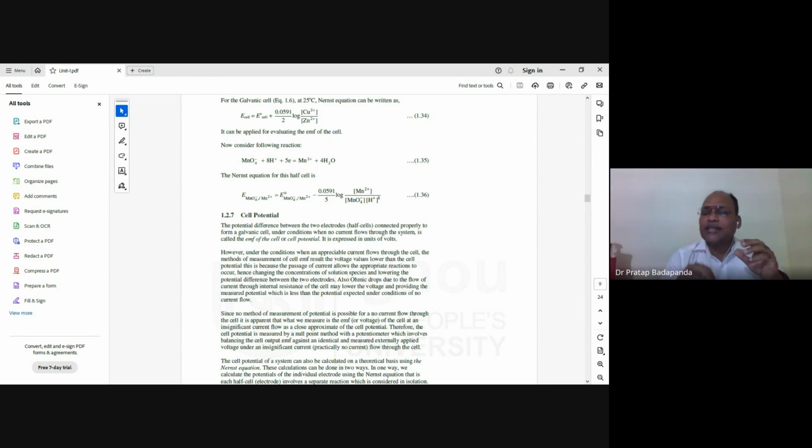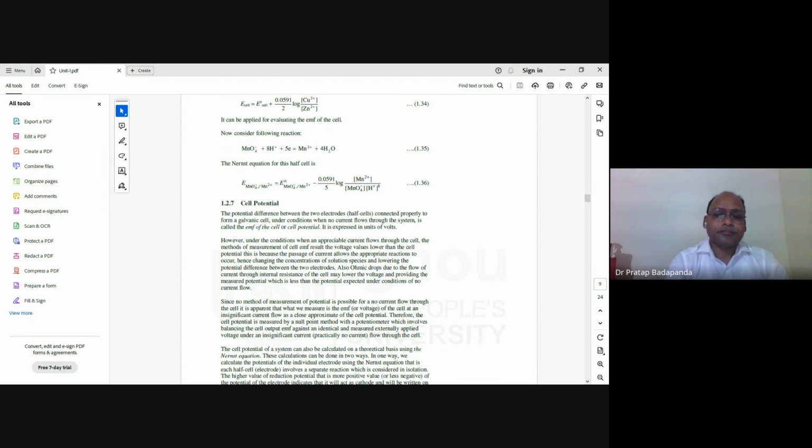So on the basis of that, you can calculate the n value, right? On the basis of that, you have to calculate the n value. Okay, now let's go to the cell potential.